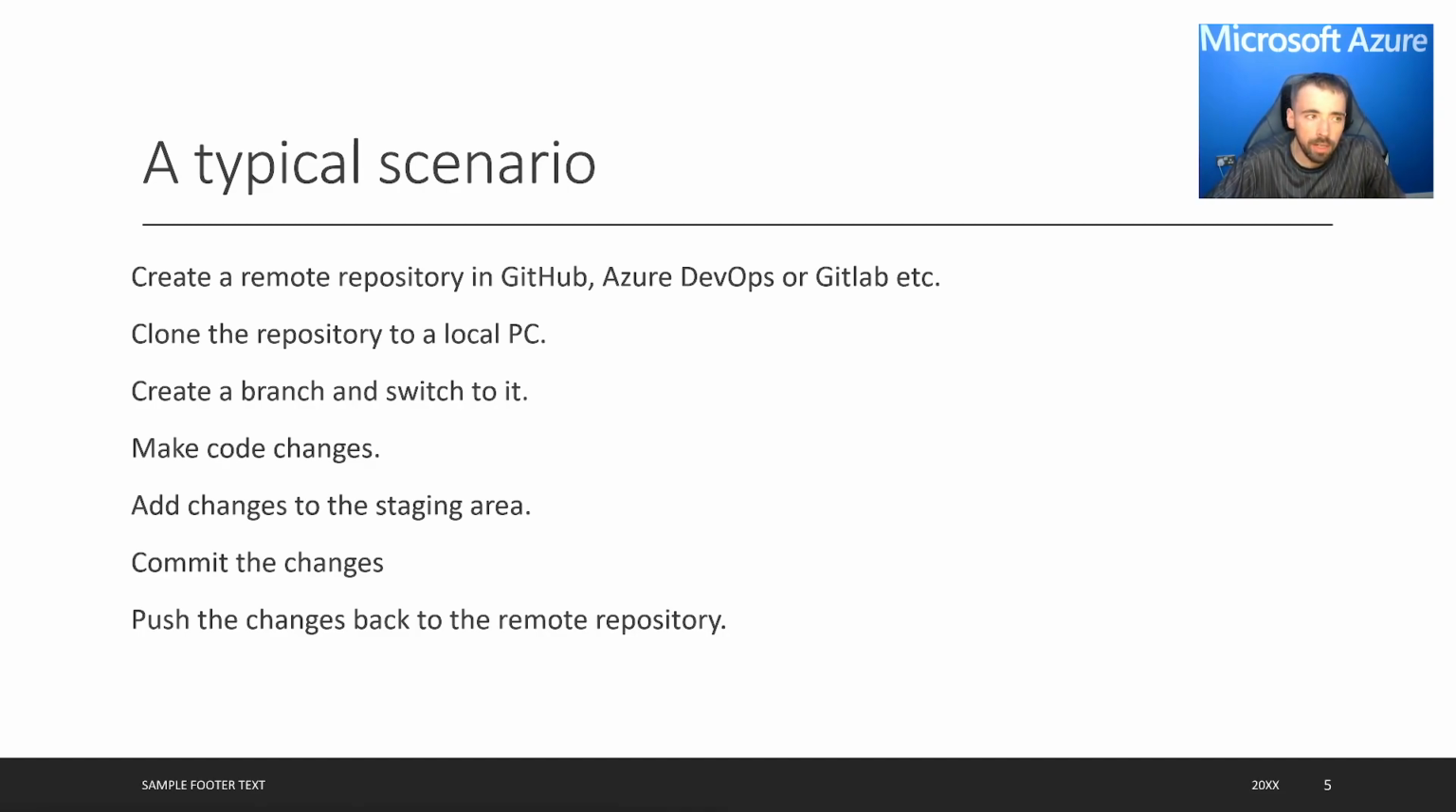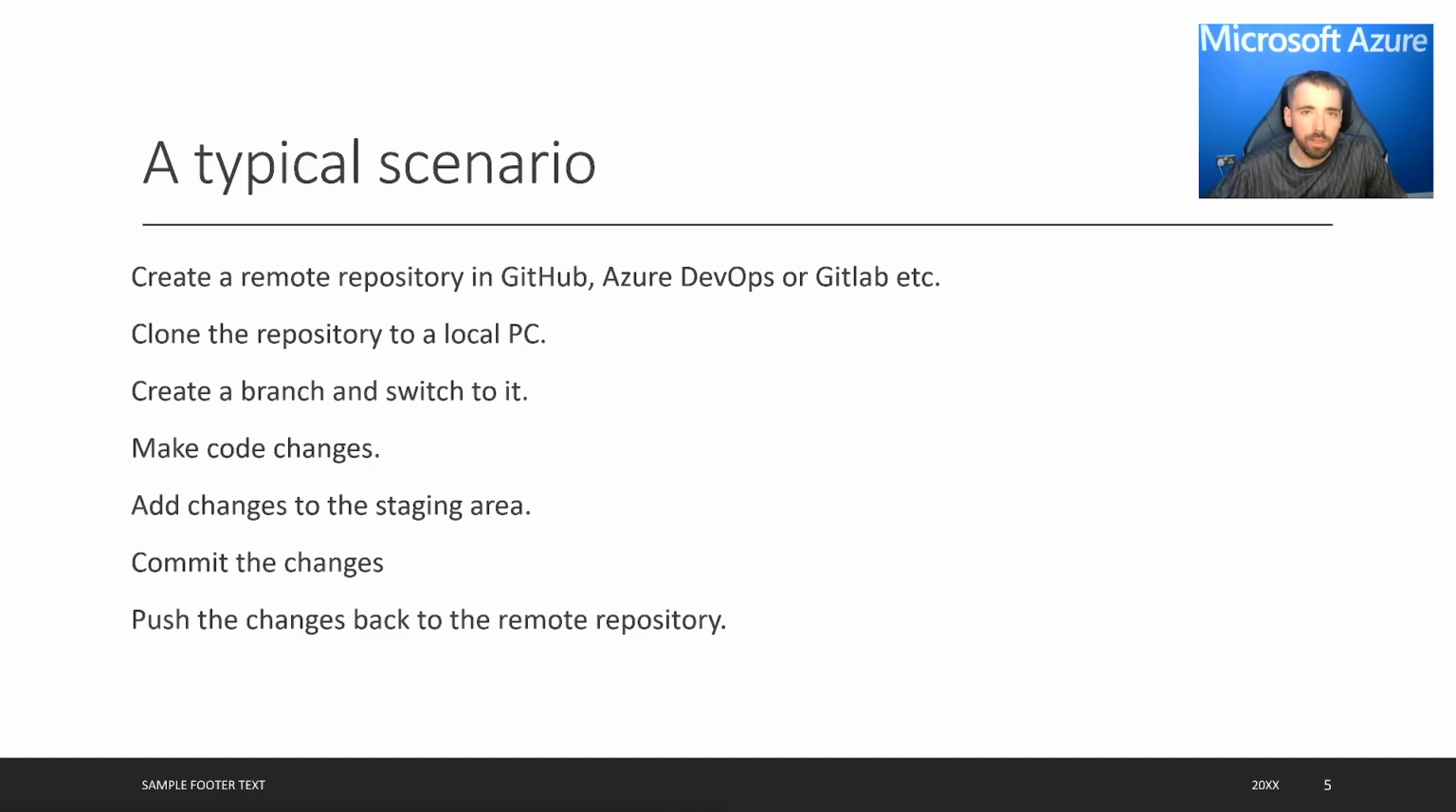So then what we might do is clone the remote repository to our local PC, and that will download a complete copy. In this example, we've created a new repository, so it's going to be empty at that stage, but we can clone it to our PC, and we could do this for an existing repository as well. So we clone it to our PC, we can then create a branch and then switch to it.